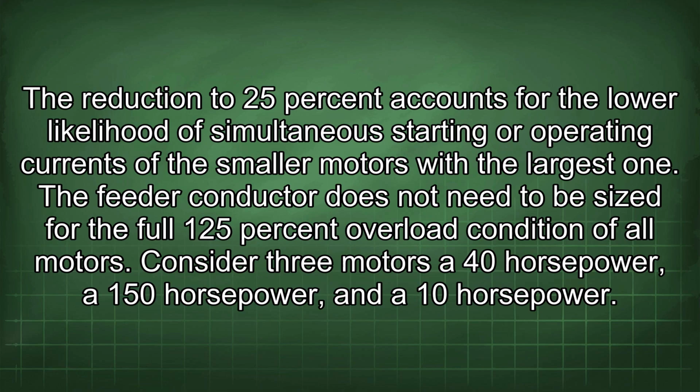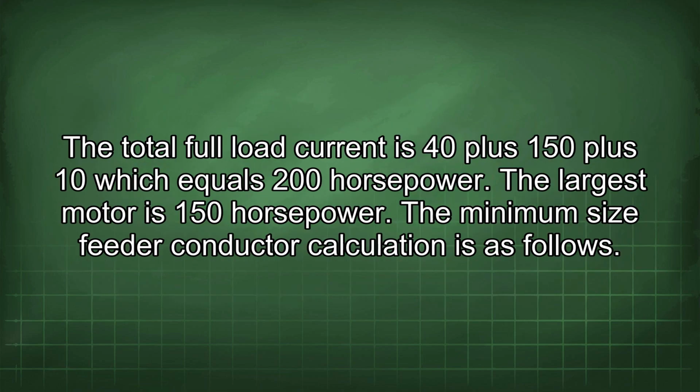The reduction to 25% accounts for the low likelihood of simultaneous starting or operating currents of the smaller motors with the largest one. The feeder conductor does not need to be sized for the full 125% overload condition of all motors. Consider 3 motors of 40 horsepower, 150 horsepower, and 10 horsepower. The total is 40 plus 150 plus 10, which equals 200 horsepower. The largest motor is 150 horsepower. The minimum size feeder conductor calculation is as follows.